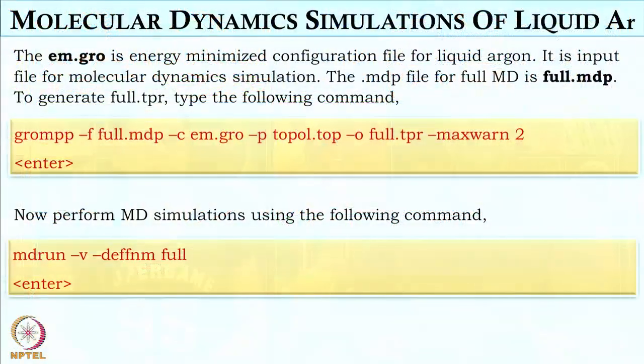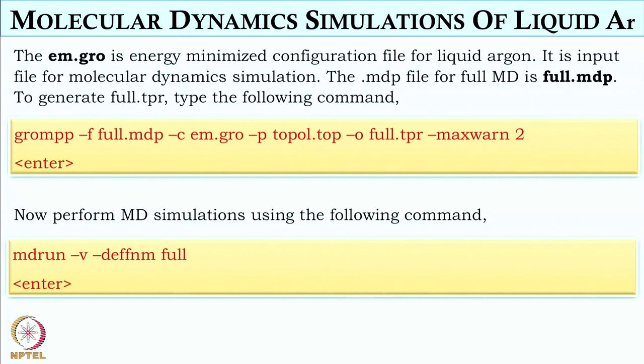So we'll again generate the TPR file using the command grompp. So we'll type grompp -f full.mdp, which is the molecular dynamics parameter file for the full molecular dynamics simulation. Then -c em.gro. em.gro is the energy minimized configuration for liquid argon. Then -p topol.top. That is the same as before.